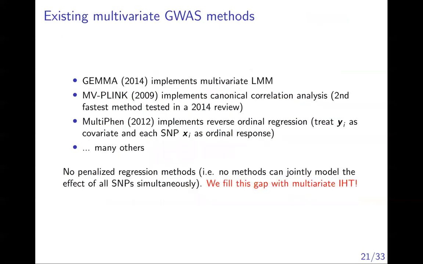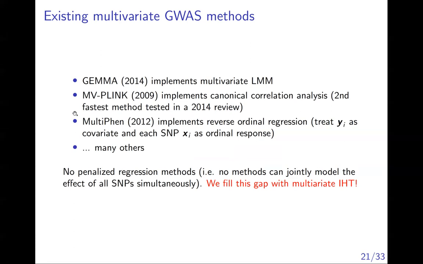So let's look at existing methods for multivariate GWAS. There's a software called Gemma. It implements a multivariate version of the linear mixed model. So probably you should use this if you want to do multivariate GWAS. There's another one called multivariate Plink. It's much older, but it is very fast. It is the second fastest method found in the review. And we will compare against these two methods with IHT later, okay? So Gemma for statistical performance and Plink for speed.